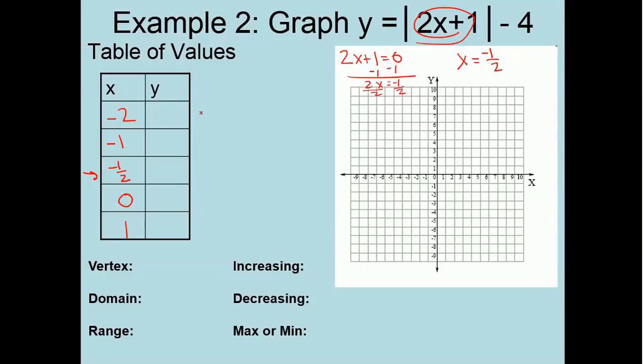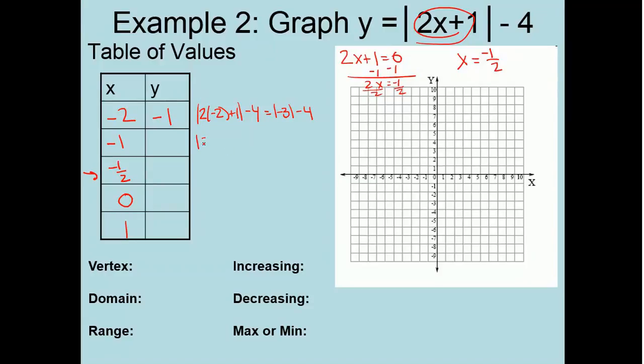I have negative 2, so I have the absolute value of 2 times negative 2 plus 1, subtract 4. Well, inside here, 2 times negative 2 is negative 4. I add 1, that's negative 3 in the absolute value, right? But absolute value means positive, so 3 minus 4 is negative 1.